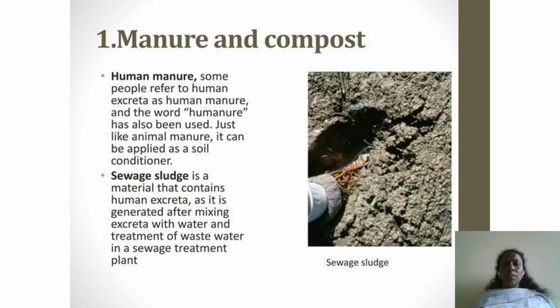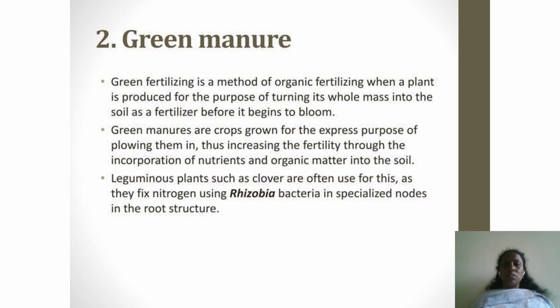Then human manure. Some people still use just chemical manure, chemical soil management, sewage floods. That has been replaced. These excreta, the treated wastewater, and the sludge which has been excreted from the sewage waste can be used. Then there is green manure. Green manure is an organic fertilizer.